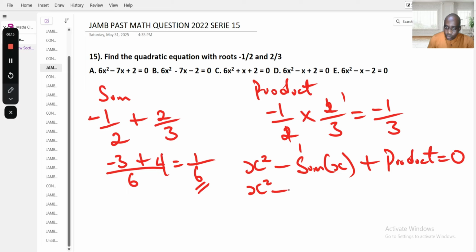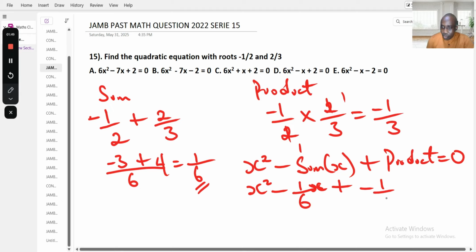s raised power 2 minus, what is our sum that we get here? We get 1 over 2 for the sum when we sum up the roots. Therefore, we now say 1 over 6x, because of this head that is here, plus the product. The product does not have any x. What is our product here when we multiply the two roots? We get minus 1 over 3.